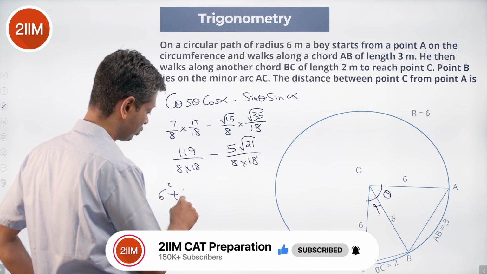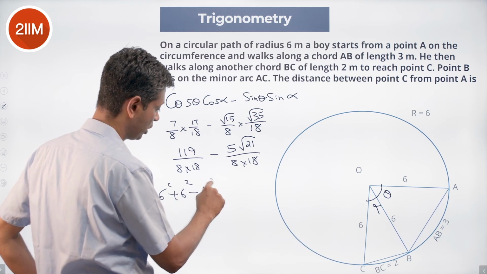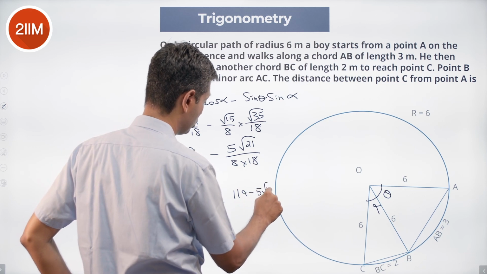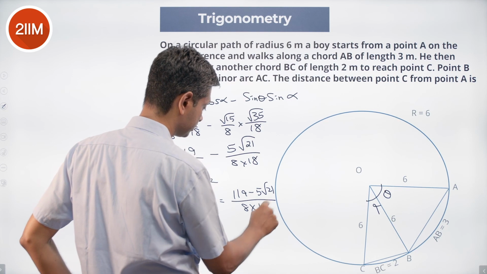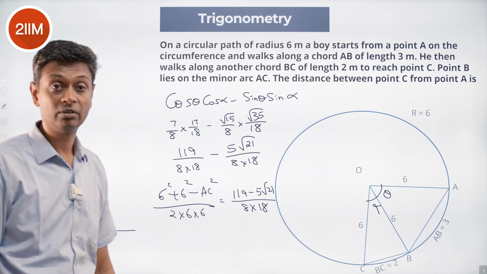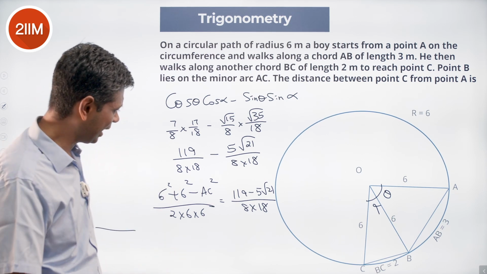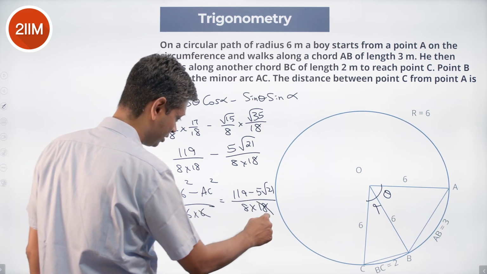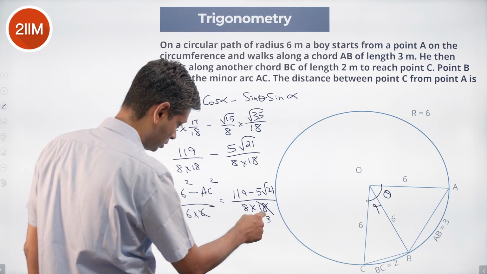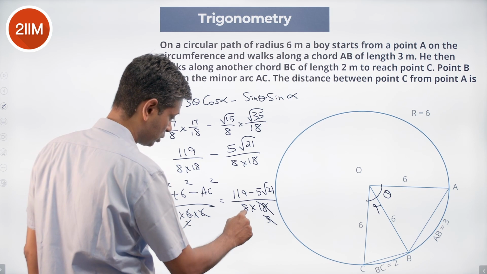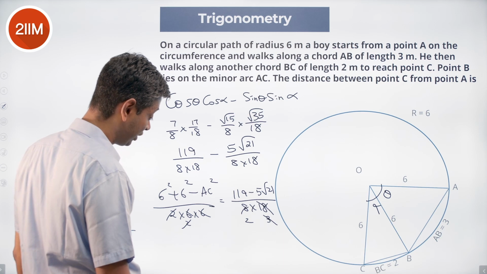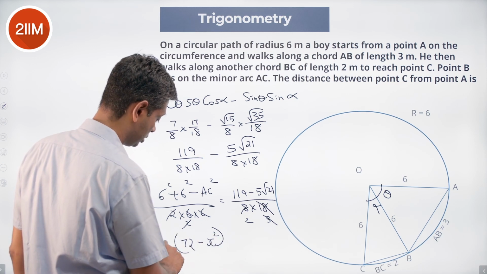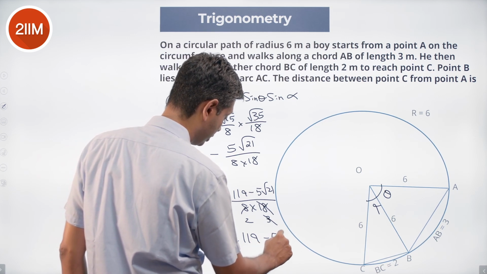6 square plus 6 square minus AC square by 2 into 6 into 6 equals 119 minus 5 root 21 by 8 into 18. With that we can find AC square. We find AC square, we can find AC. Still not done. Let's hang in there. 119 minus 5 root 21 by 8 into 18. That's an 18 here. Make it 3. This becomes 2. 2 into 2 is 4. 6 square plus 6 square is 72. I'm going to call AC as x. 72 minus x square into 2 equals 119 minus 5 root 21.